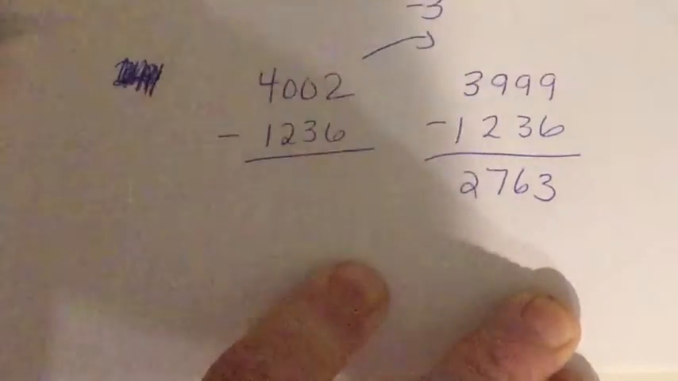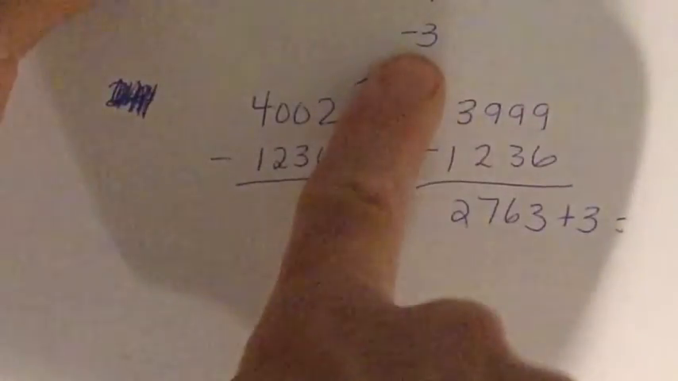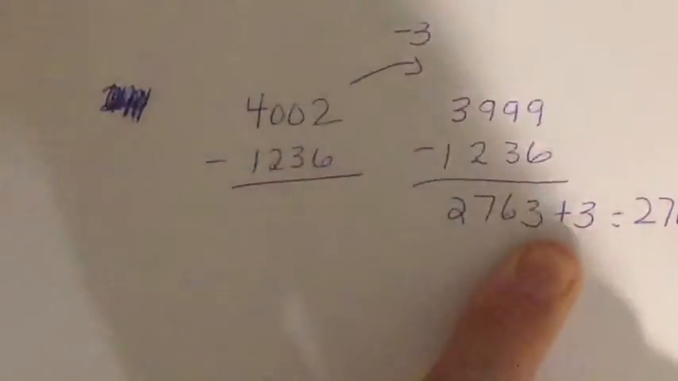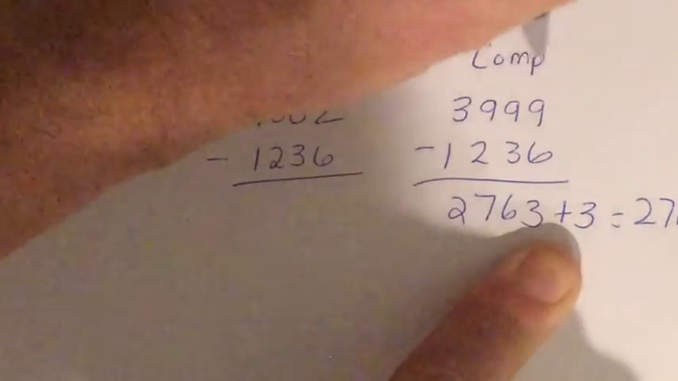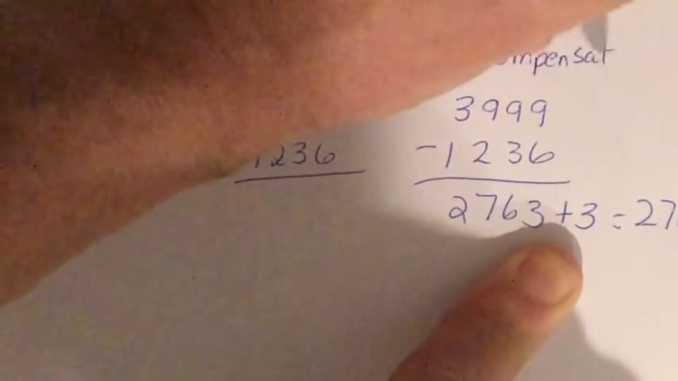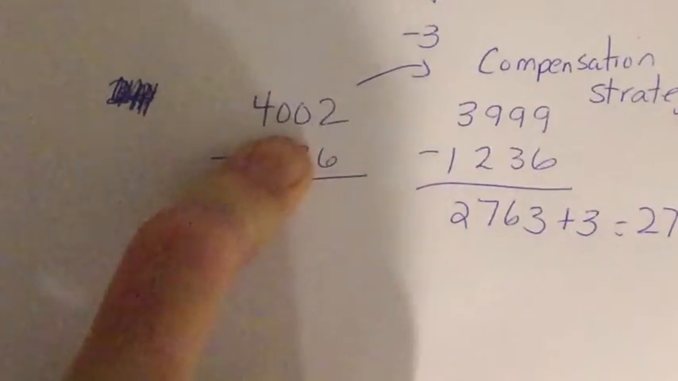So 9 minus 6 is 3. 9 minus 3 is 6. 9 minus 2 is 7. 3 minus 1 is 2. So now I have this as an answer. I have to remember to add 3 back because I took 3 away. Add 3 back and get 2,766. We call that a compensation strategy, in case you're wondering. So that is something they can do when they get stuff like this.